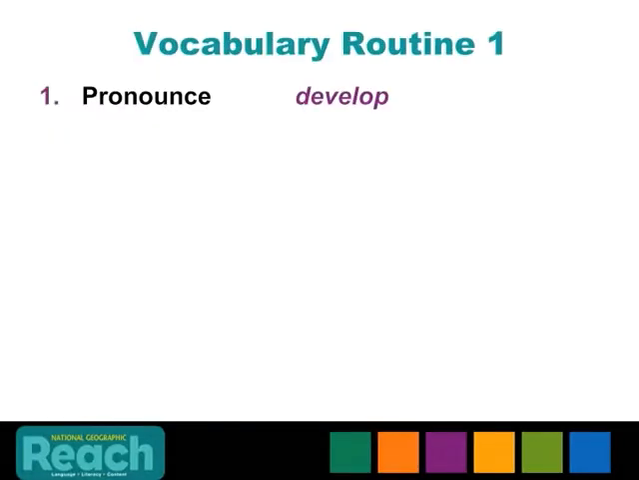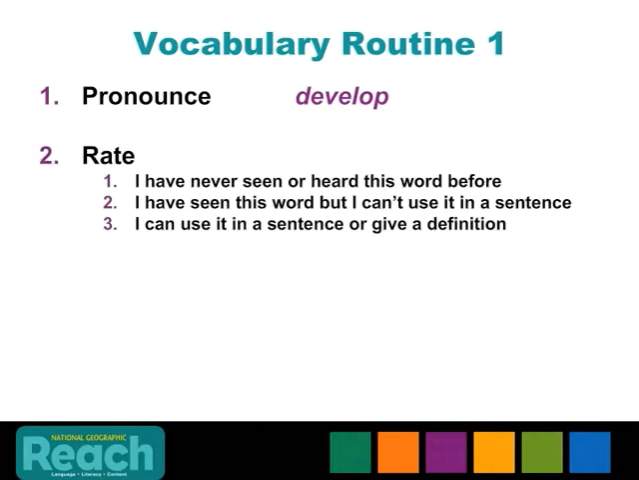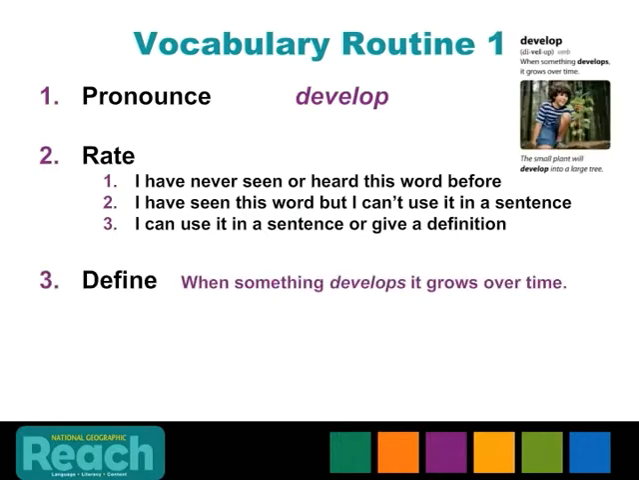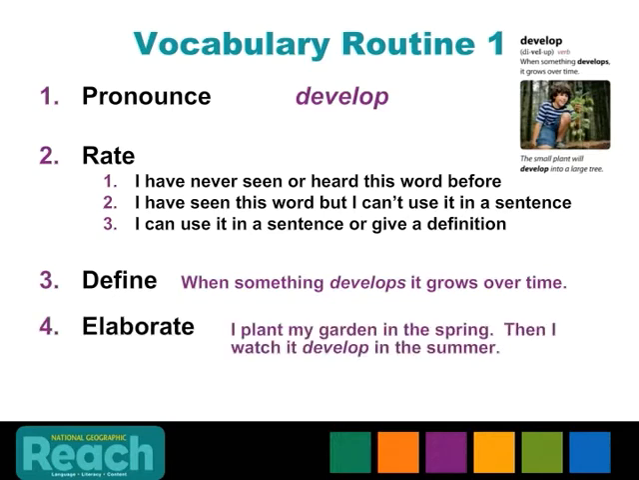Now that we know what types of words you'll be teaching, let's look at the explicit, consistent, predictable routine that you will use to teach these words. Within this vocabulary routine, teachers first pronounce the word develop. We begin by having students rate themselves on their previous knowledge. They can rate whether they've seen the word before or can use it in a sentence by holding up their fingers to show how well they know the word.